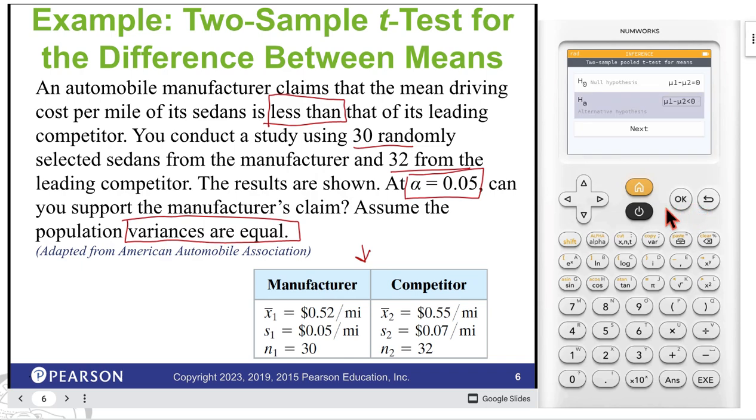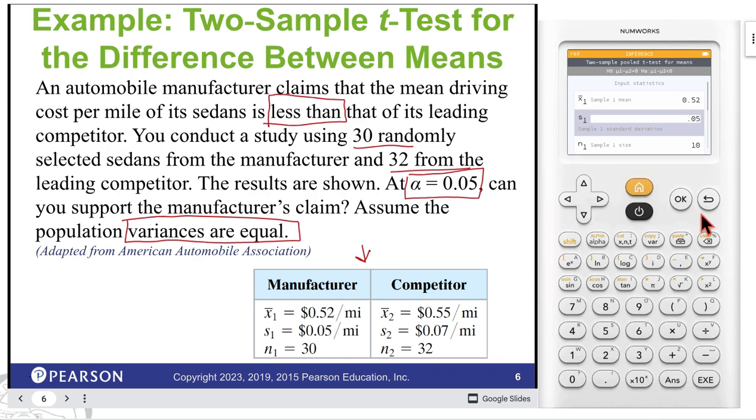option. Okay. And the manufacturer and the competitor. The manufacturer is 1, the competitor is 2. Let's see how we end up. Input our statistics. The mean for the manufacturer is 0.52, 52 cents per mile. Standard deviation is 5 cents per mile. Sample size is 30.